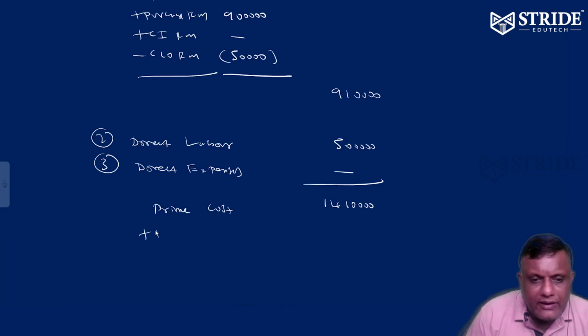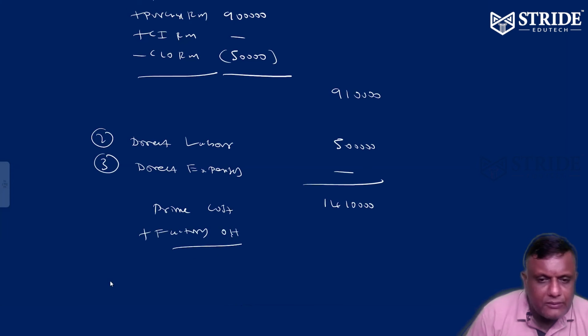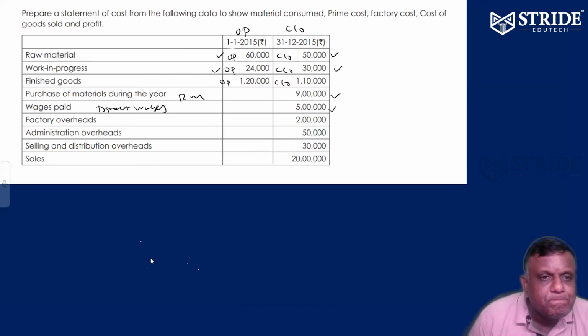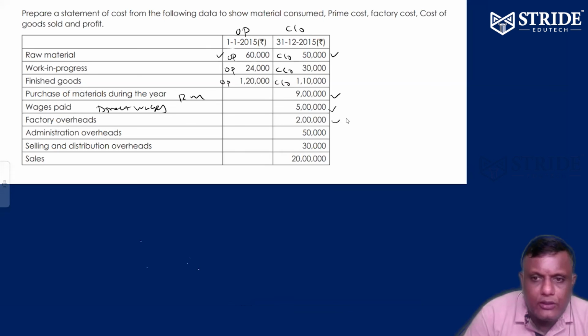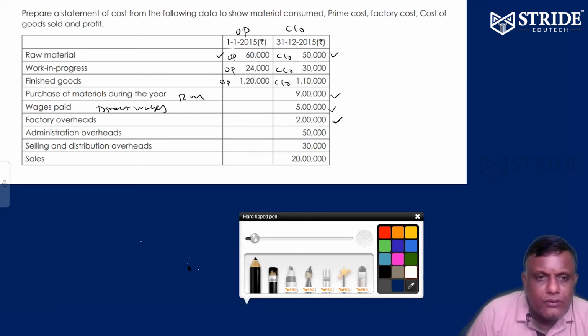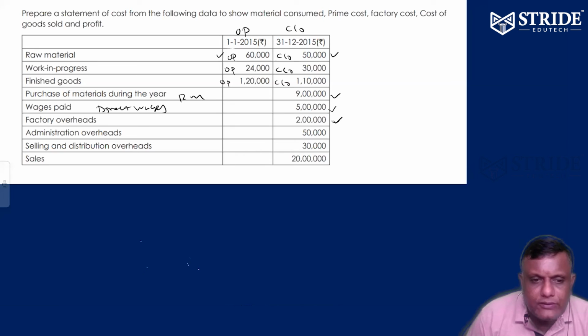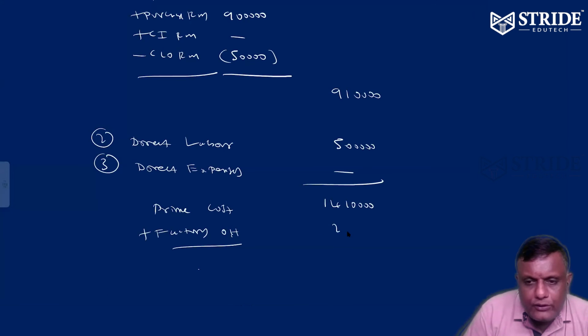Prime cost, then factory. Finally we'll take WIP, not now, later on, after factory. Even though there is no process, we'll do it. Factory related expenses are available. Factory overhead is 2 lakhs.